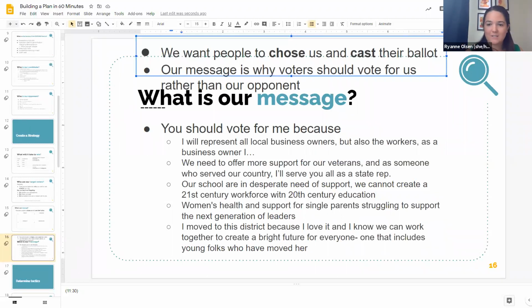We won't have time to get into it here, but right now what I'm getting is a sense of a state representative for all, right? She'll fight for veterans, she'll fight for workers, she'll fight for business owners, she'll fight for women, and she'll fight to make our schools stronger for the future. She gets things done, right?